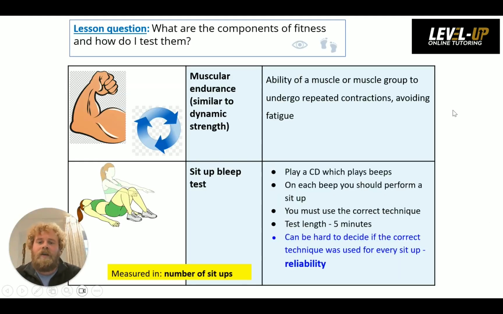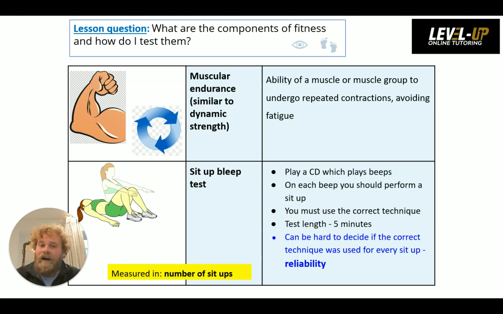Muscular endurance, which is similar to dynamic strength. This is the ability of a muscle or muscle group to undergo repeated contractions, avoiding fatigue. So a good test for this is the sit-up bleep test. What you do is you play a CD which plays bleeps. On each bleep, you should perform a sit-up. You must use the correct technique, and the test length is 5 minutes.